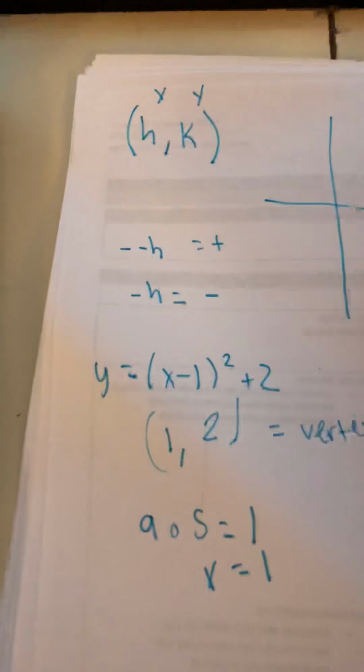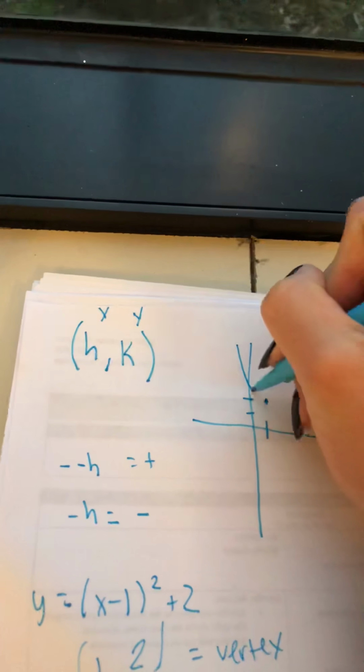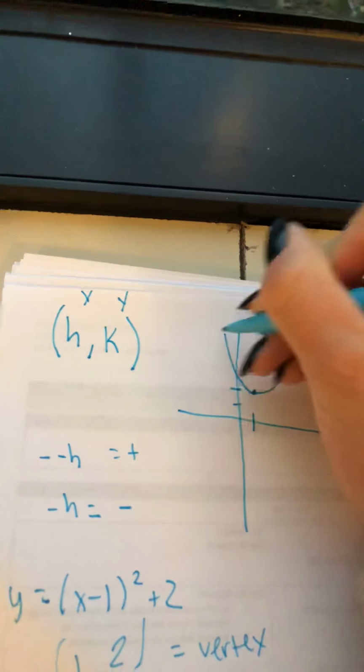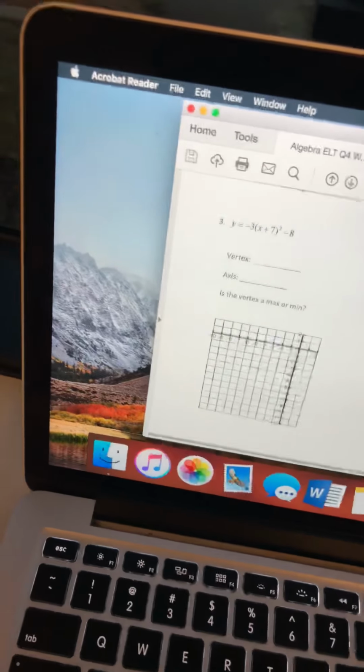So here my vertex is 1 comma 2, so I'm going to put it at 1 comma 2. I know that my parabola is facing up. So that's a sketch of what your parabola should look like. The next one I want to do is going to be a negative, so that you guys have seen the negative before we move on. So I'm going to actually skip number 2 and move on to number 3.